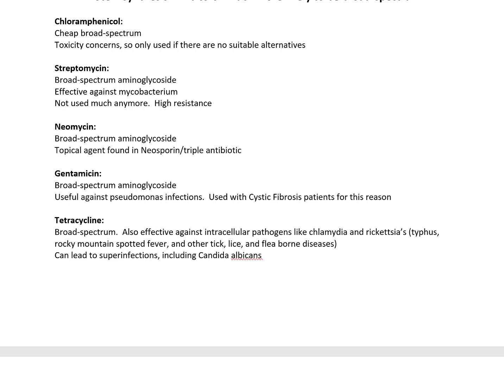Neomycin, just know that's what you're going to find in Neosporin, the triple antibiotic, as well as the Bacitracin we talked about earlier. And gentamicin, and now you don't have to know this, but you'll see it's spelled differently. That's just an homage to where they found it. Don't worry about that. They're all three related.